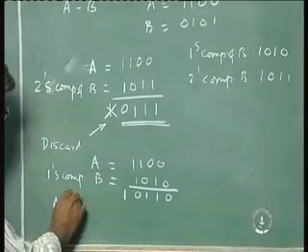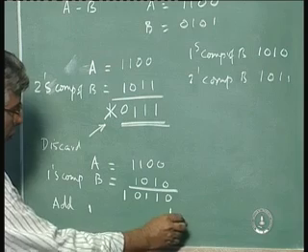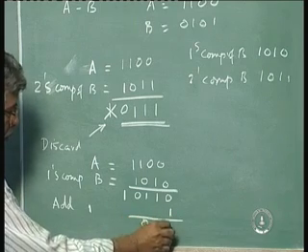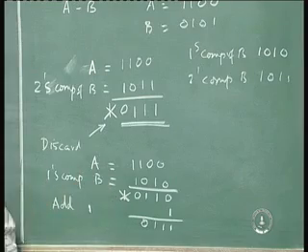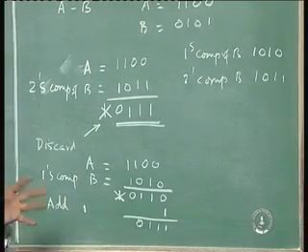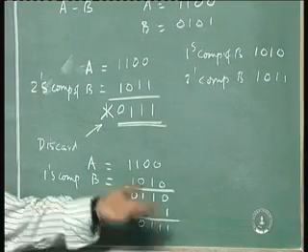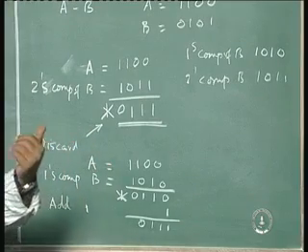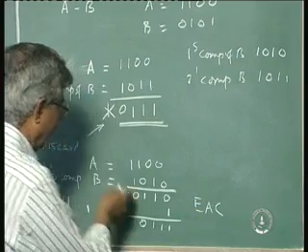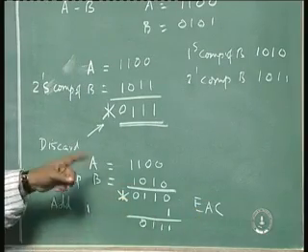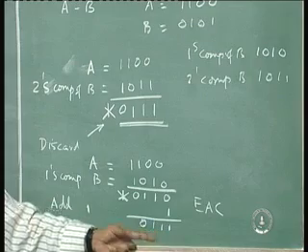I can discard this carry and add 1 to it. Or you can say, sort of, it is not logical. This one is brought here and added, they say. It is called end around carry. You will see in the book, it is called EAC. You bring the carry around and add it here, it does not make sense.